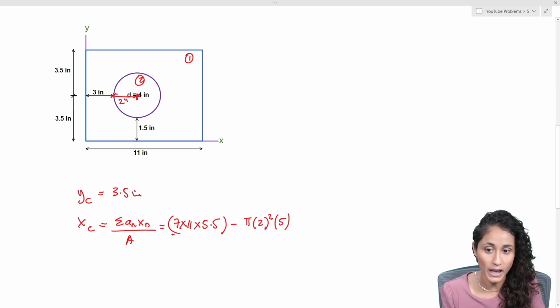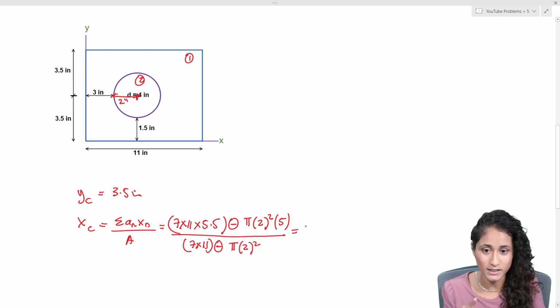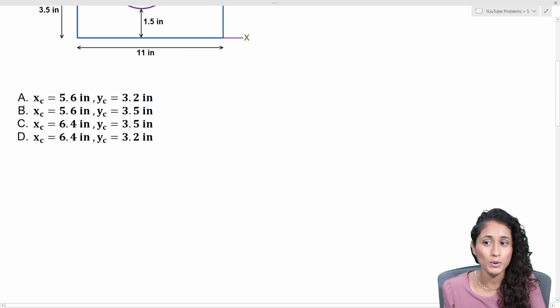And so that's all we have here, and then we're going to divide by the area. Now, the area is just going to be 7 times 11. This is the area for the rectangle. And then we're going to do, again, minus. If you guys have minus here, make sure you do that here as well, okay? Don't forget that. And then minus the area for the circle, which is going to be pi r squared. Now, if you guys plug in these numbers in your calculator, you're going to get 5.6 inches, okay? And so this is going to be the centroid above the x-axis. Now, if we take a look at the multiple choice, the answer is going to be B.